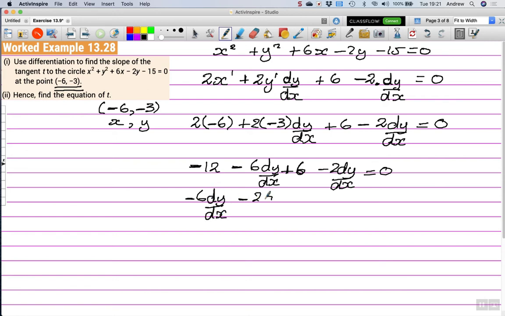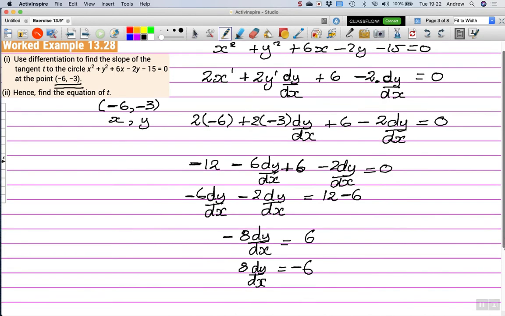Minus 2 dy/dx is equal to, moving the minus 12 over, plus 12, moving the 6 over, becomes minus 6. Minus 6 minus 2 gives us minus 8 lots of dy/dx is equal to 6. Change one sign, change them all. So 8 dy/dx is equal to minus 6.